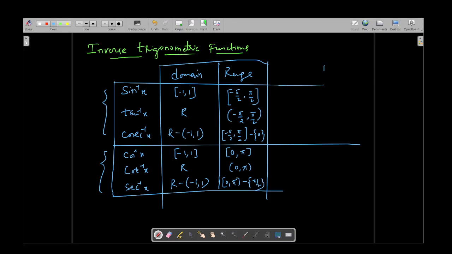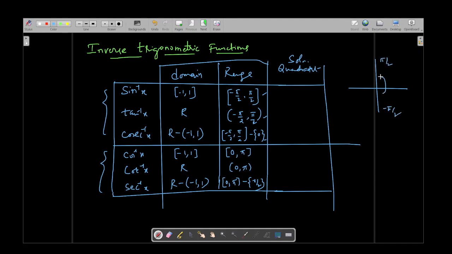And finally, we can add one more column, like the quadrant in which the solution exists, or we can write solution quadrant. Since this is minus pi by 2 to pi by 2, if you draw the quadrants like this, then this is pi by 2, this is minus pi by 2. So from here to here, it is quadrant first and fourth. Next we have 0 to pi, so this is 0, this is pi, and the quadrants are first and second. So this is important for us to proceed with problems.